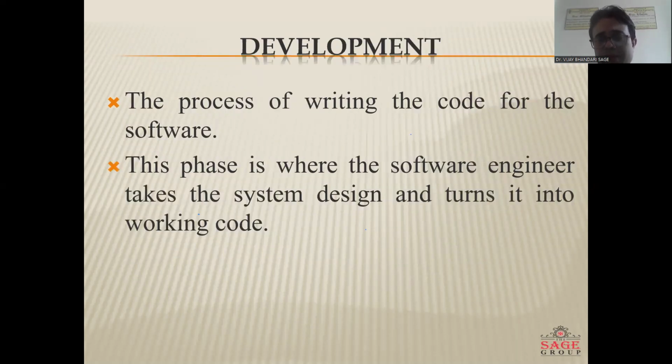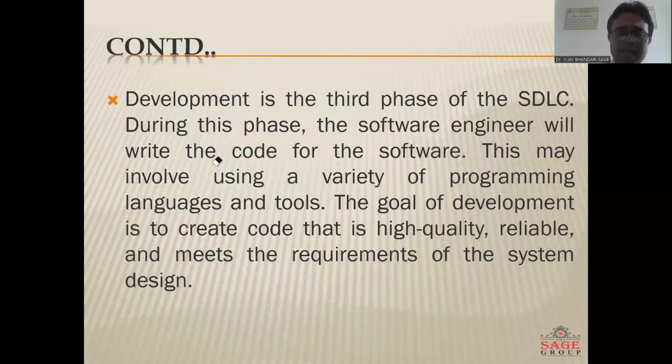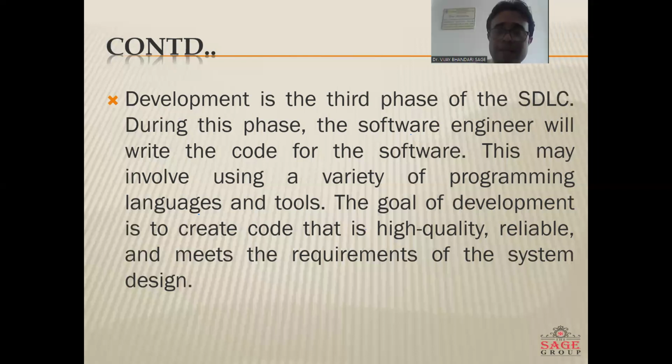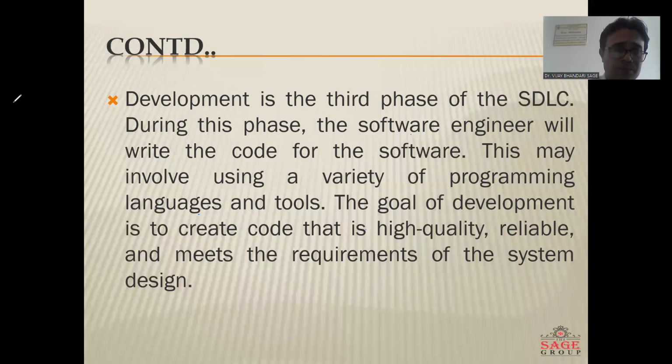Development phase. The development phase is the process of writing the code for the software. This phase is where the software engineers take the system design and turn it into code. We can see Python, C, C++, Java, .NET. There are many languages you can use for the development, right? So that is where you can write the code. You have to learn various languages as per the scenario. Okay, is that clear to everyone? Okay.